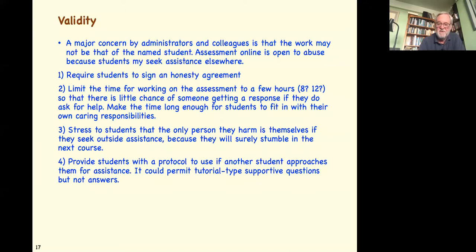And you could provide students with a protocol to use if another student approaches them for assistance. So you could permit tutorial type supportive questions, but without actually giving answers. Now, that might sound as if it's not finding out what the student themselves can do, but in this day and age, it's not really clear that what a student can do all by themselves under pressure with their adrenaline rushing is actually all that informative. And so I can imagine adopting this in different ways to permit group work, which can then be put in for a group assessment. Anyway, there's lots of literature on that, and I'm not an expert in it.